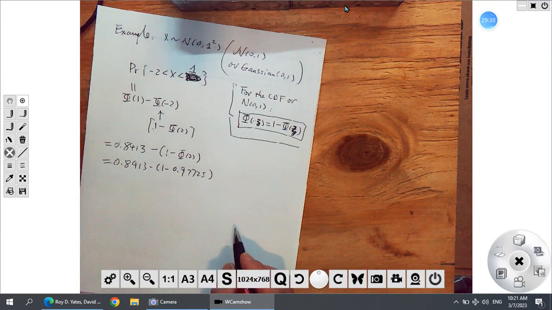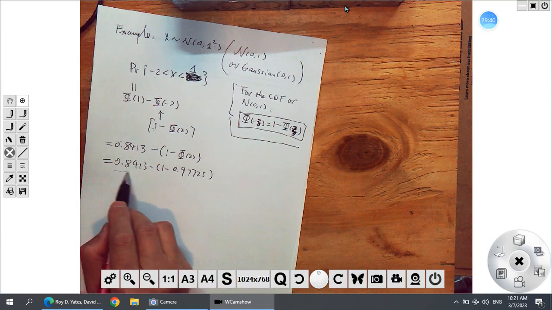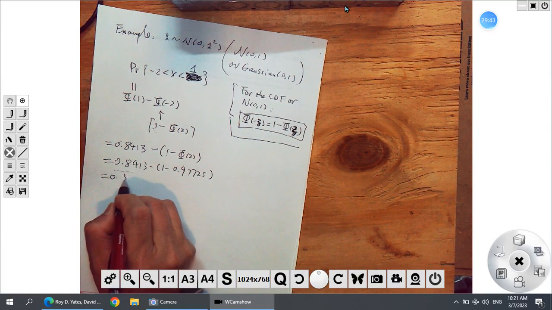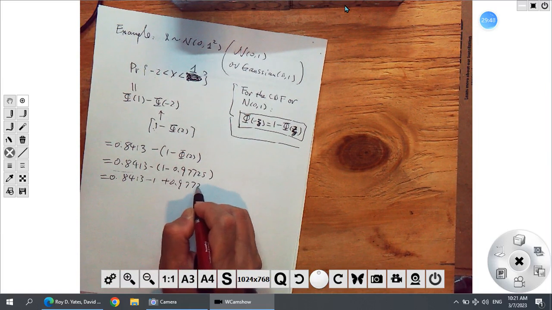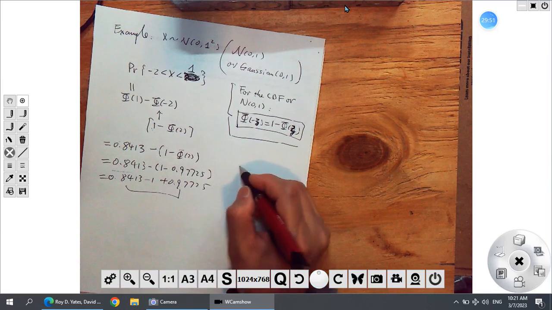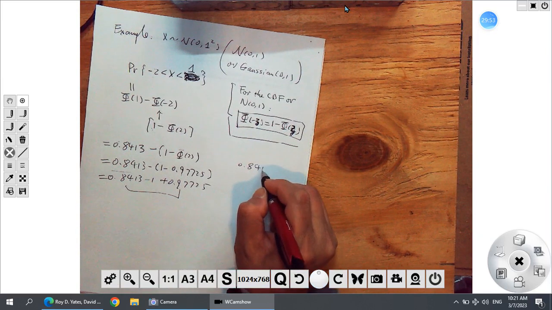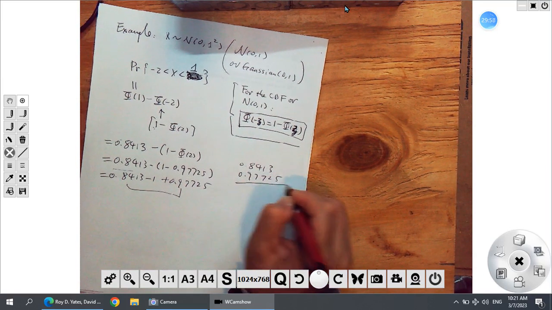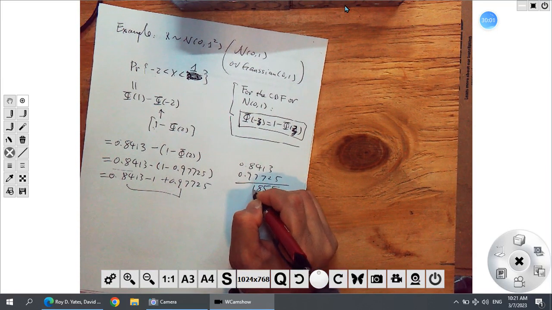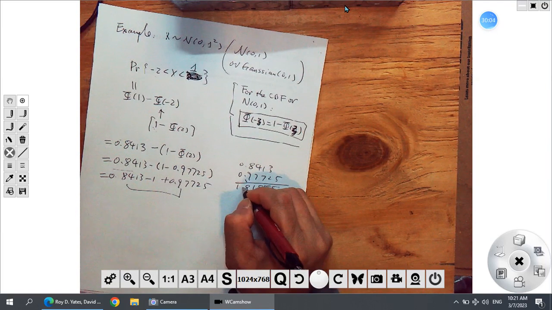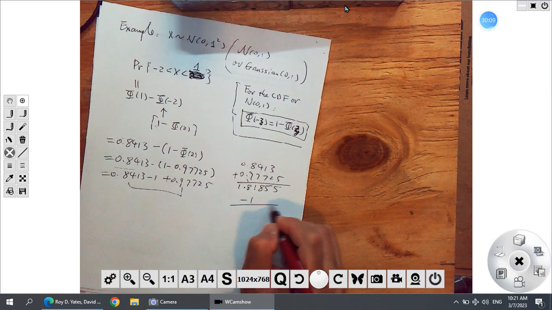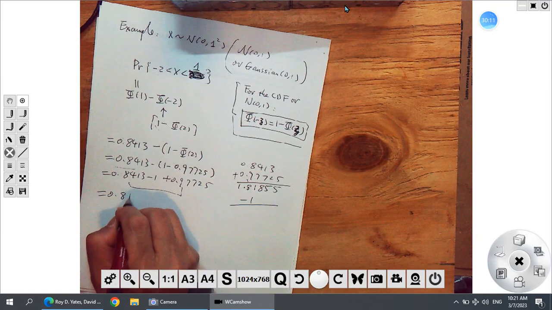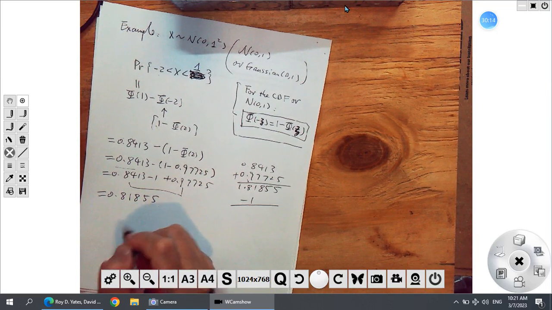What is this? Now actually this one minus 1 plus 0.97725. I can do this summation first, right? 0.8413 and 0.97725: 5, 5, 8, 11, and 18. And then minus 1. The result is 0.81855. Now we calculate it like this.